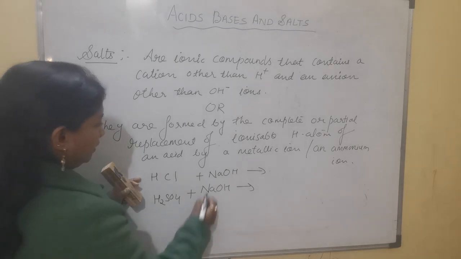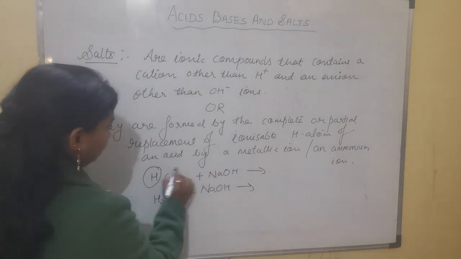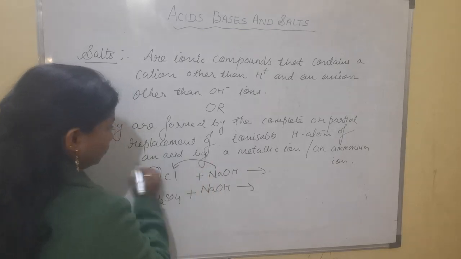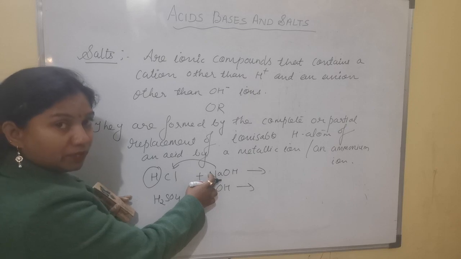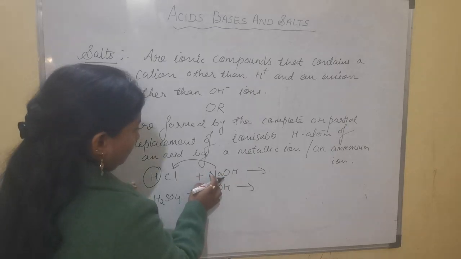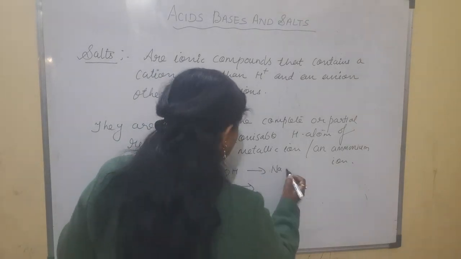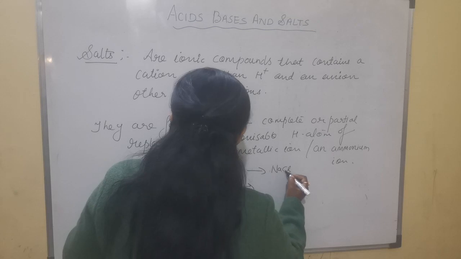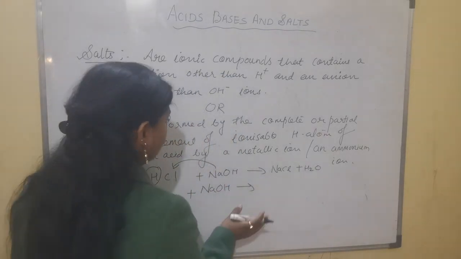So what is happening here? This ionizable hydrogen atom is completely replaced by this sodium, the sodium ion, so that's why we say either metallic ion or sodium or positive ion. So this is replaced and this sodium gets attached to the chloride ion and forms a salt, that is NaCl, and water.